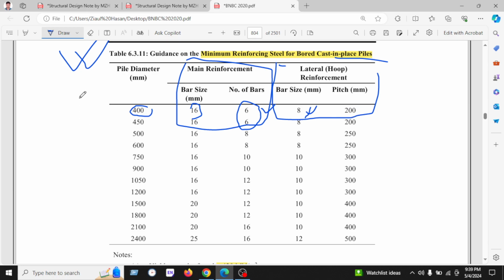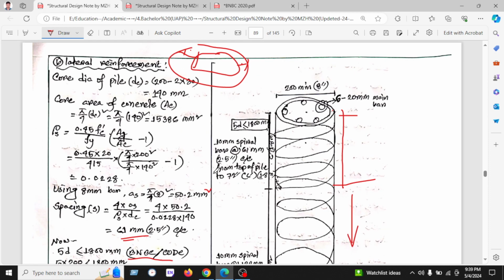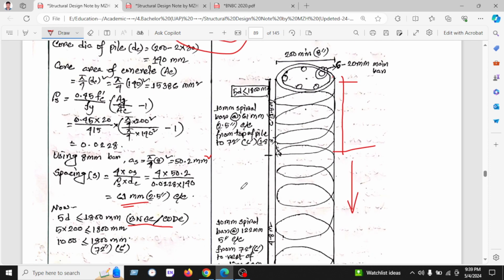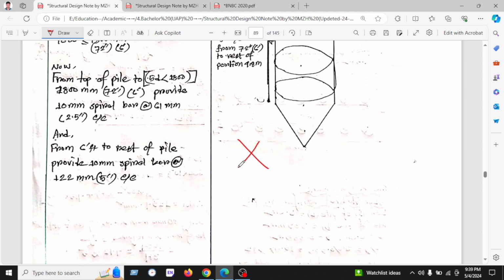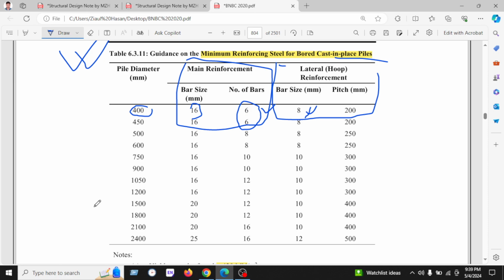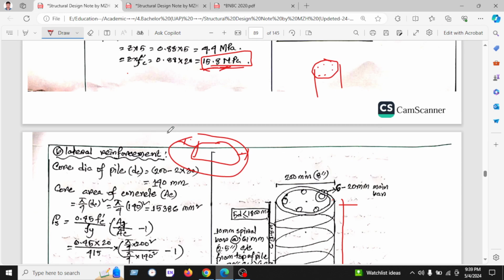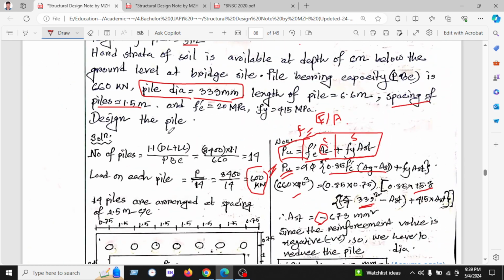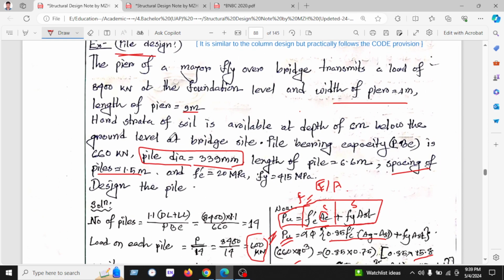So this is the pile design, as we know, but we will not use this method in practice, because the code provision already says to use its provision. But I have shown the calculation of the pile design, how to design a pile.